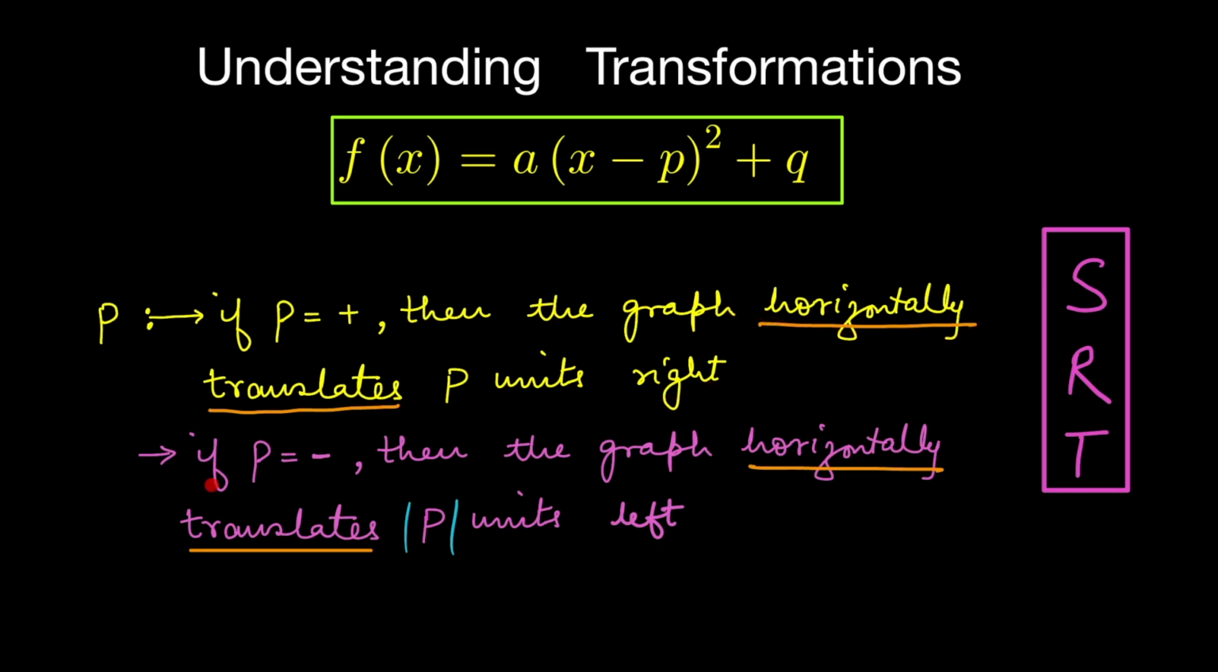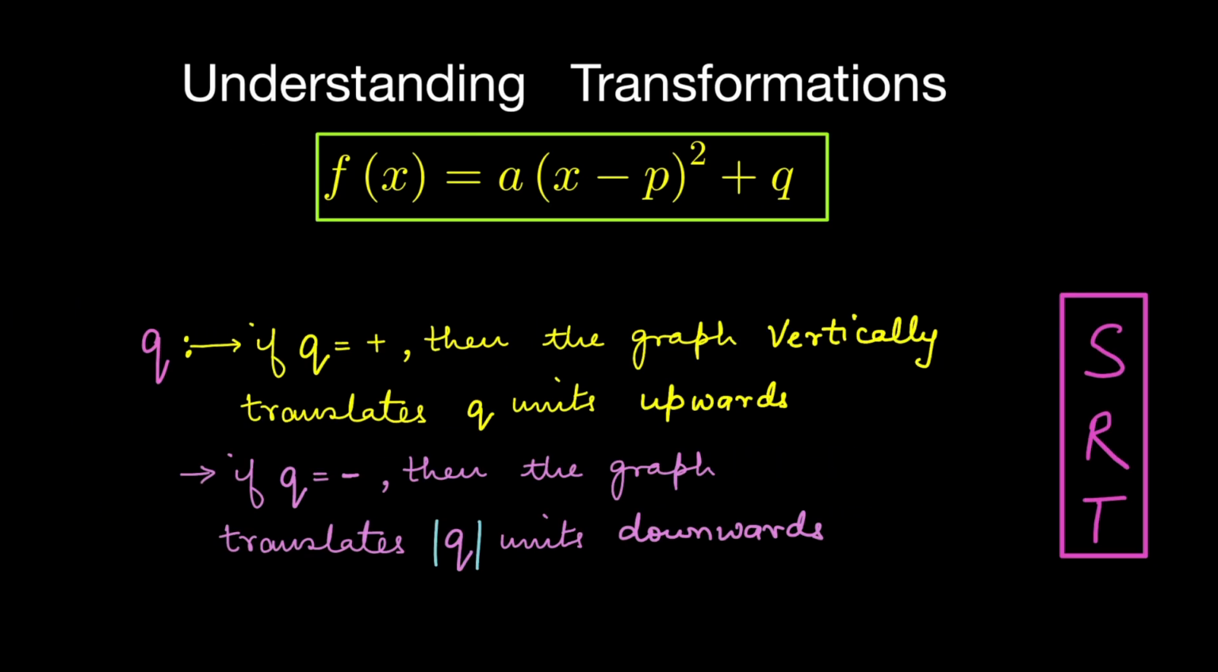And if p is negative, then the graph horizontally translates. We write the absolute value because, let us say here we have the p value -4. When you take the absolute value of p, it becomes 4. So we write 4 units to the left side. So this is very important. If p is positive, it will be a right side translation. If p is negative, it is left.